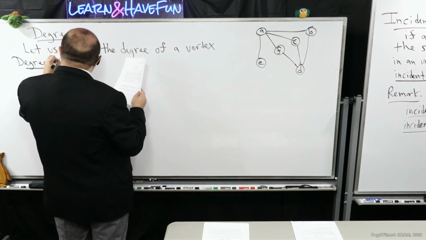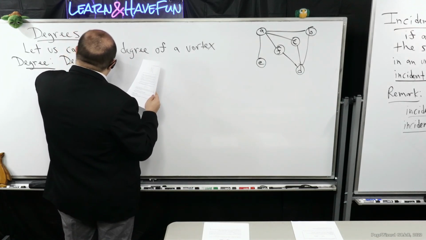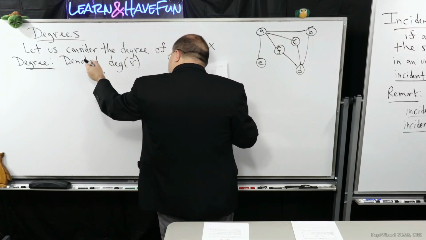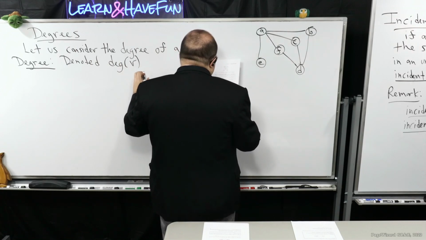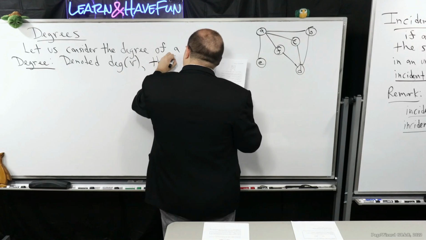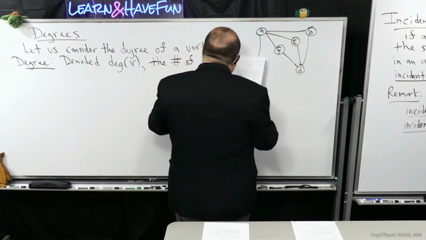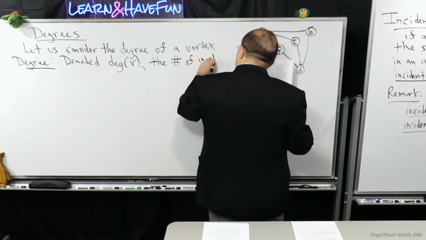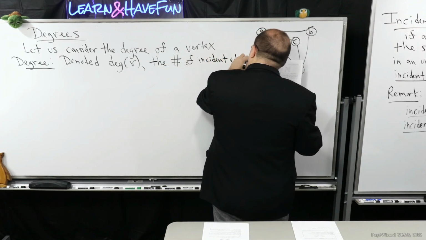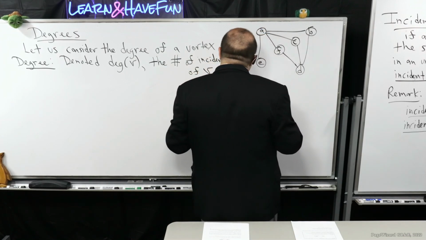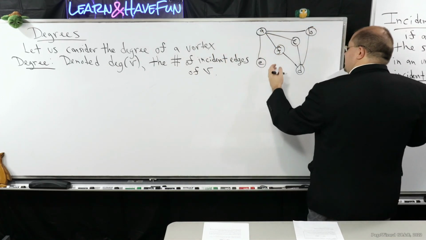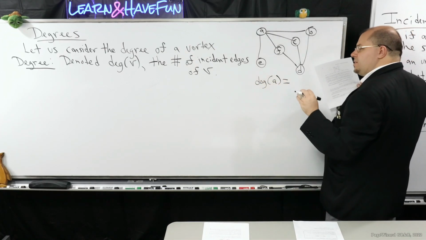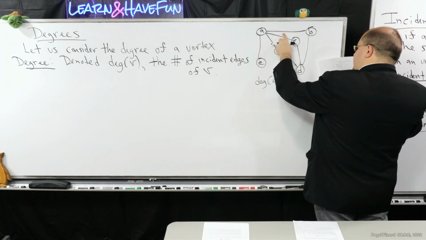Very often this is denoted as deg of V. So if I give you a vertex V, deg of V is the degree of the vertex. It is simply the number of incident edges on V. So for example, let's consider the degree of A. How many incident edges are there on A? 1, 2, 3, 4, right?